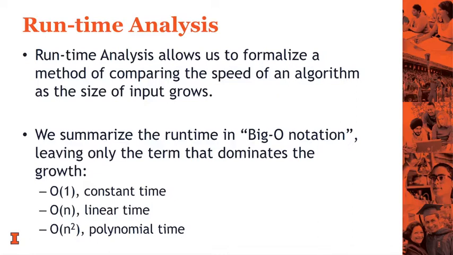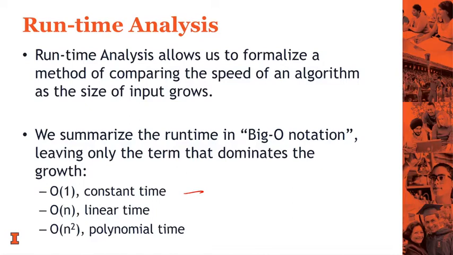What you've just been introduced to is runtime analysis. And runtime analysis allows us to formalize a method of computing the speed of an algorithm as the size of the input grows. You saw two different runtime analyses: the runtime analysis of what it takes to access an element, and the runtime analysis of resizing an array. We summarize runtime analysis in what we call big O notation, where we leave out everything but the most dominating term in the equation. So the most dominating term may be O of 1, which we call constant time. That means it's going to run approximately in the same amount of time, no matter how big the data is.